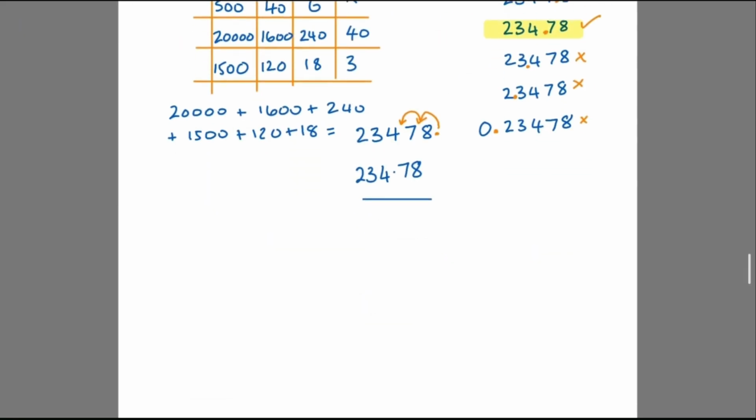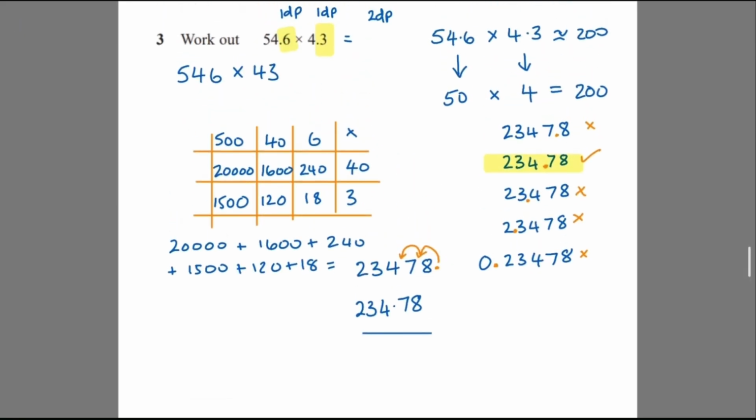That was a 3-mark question. One mark is for doing the multiplication, the second is for getting the digits 2, 3, 4, 7, 8, and the last mark is for the placement of the decimal point.